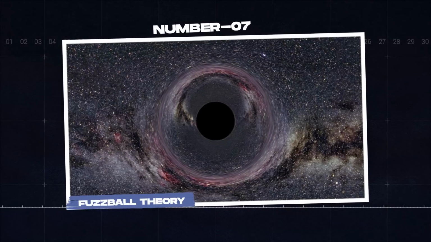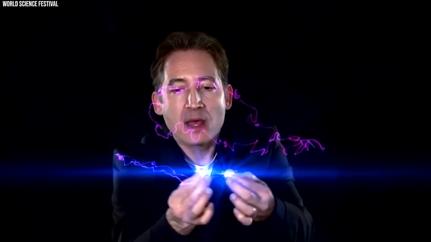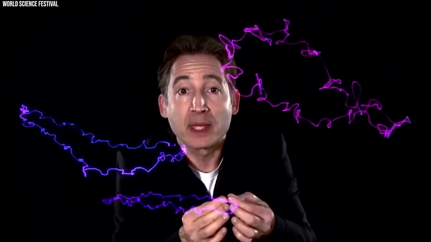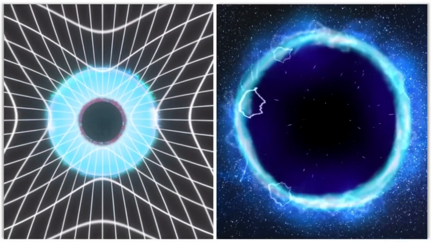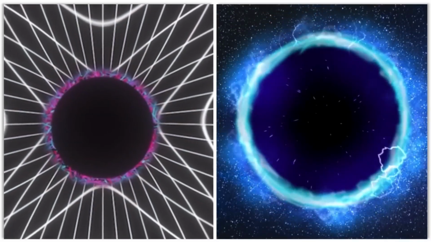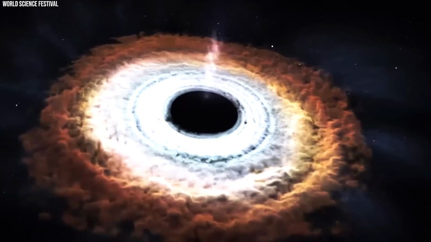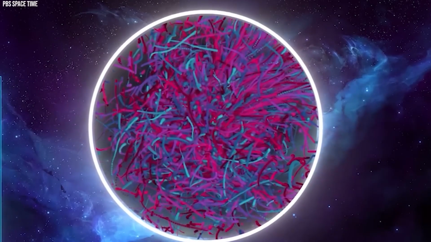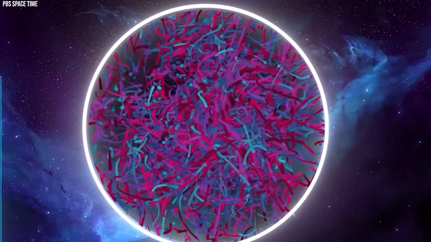Number 7. Fuzzball theory. The fuzzball theory emerges from string theory, offering an unexpected and radical perspective on the internal structure of black holes. This theory suggests that black holes are not defined by the traditional notions of a smooth event horizon and a singular core, but instead, they are giant, compact fuzzballs composed of strings, the smallest building blocks of matter according to string theory.